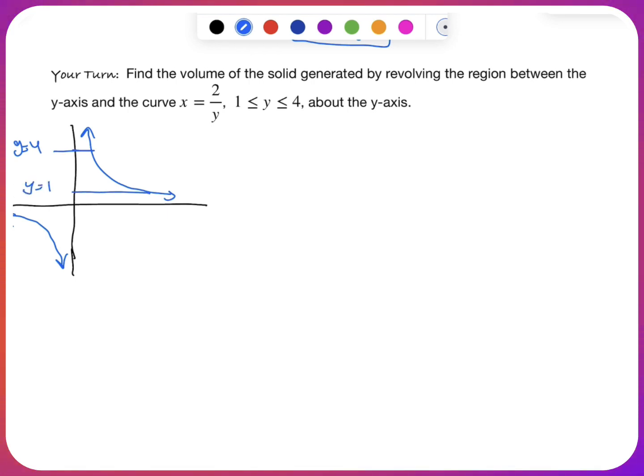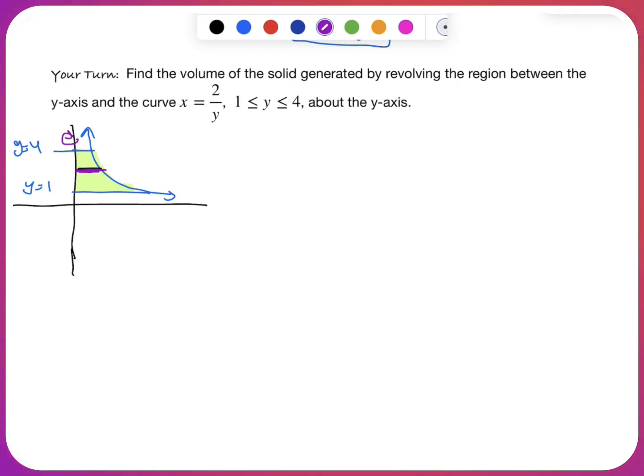So I can disregard this bottom half of the graph. I don't need it. And we're going to revolve around the y-axis. So this is our area that's in between that. So this time when you draw your representative rectangle, it's horizontal. And so the thickness of that, or the height of that, is dy. And so we're now going to be in terms of the y variable. So everything needs to be in terms of y, not x.